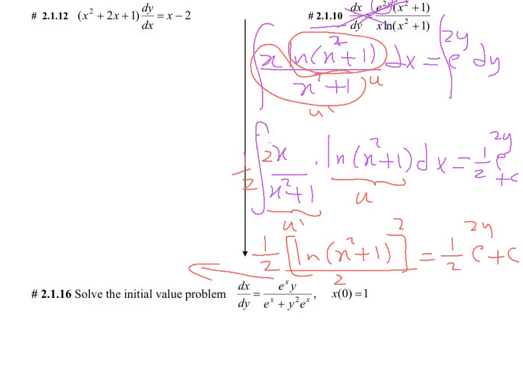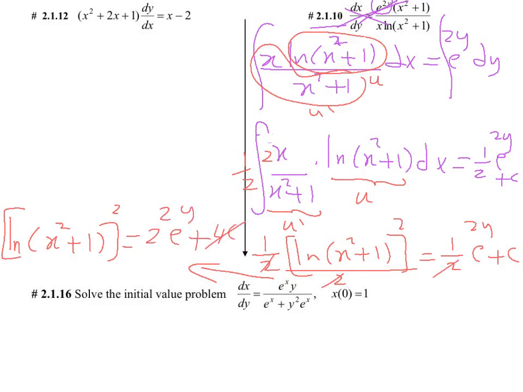This can be written as, if you multiply both sides by 4, the left side will become ln of x squared plus 1, squared, because this will cancel if you multiplied by 4. The other side will be 2 e to y, because this will cancel with 4, and then 4c here, which can be written as another c.